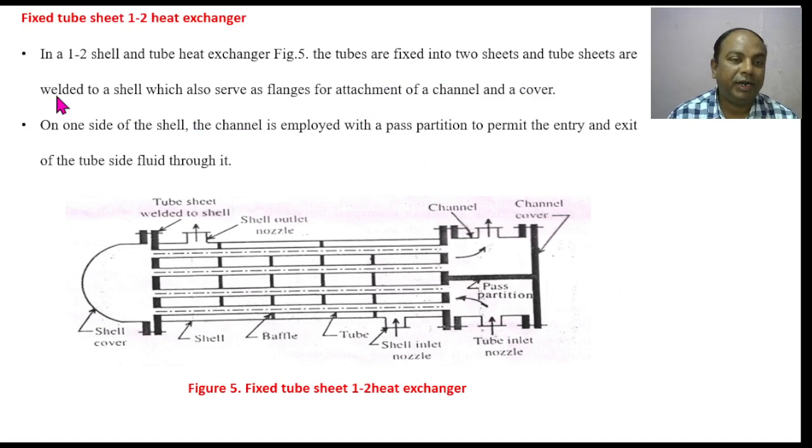The tube sheets are welded, and moreover the tube sheet has an extended portion compared to that of the shell. So this extended portion of the tube sheet would act as a flange support in order to connect or attach the channel, the channel cover and channel.